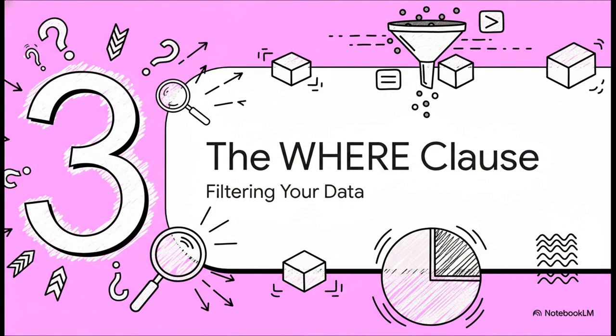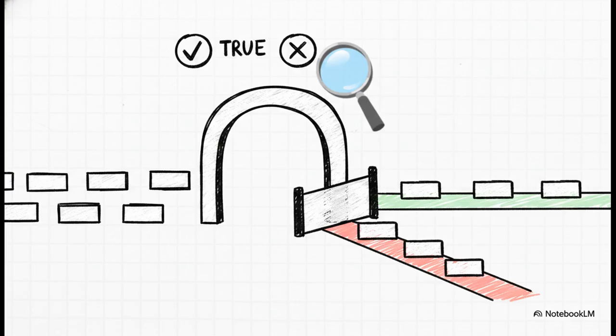So we've learned the vocabulary and we've learned the grammar. Now it's time for the big payoff. Let's put these powerful expressions to work to ask real questions and filter our data using the WHERE clause. The WHERE clause is basically the bouncer for your data. For every single row in your table, it looks at your expression, figures out if it's true or false, and if the result is true, it lets the row in. If it's false, that row gets turned away.